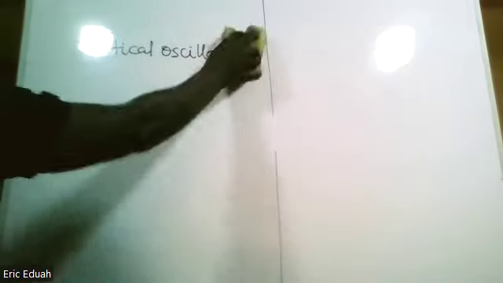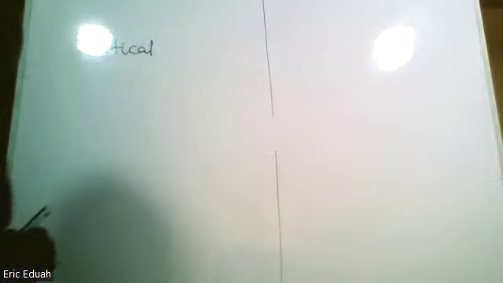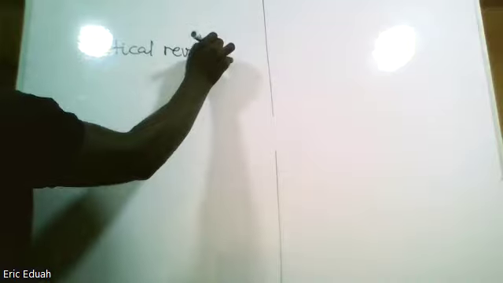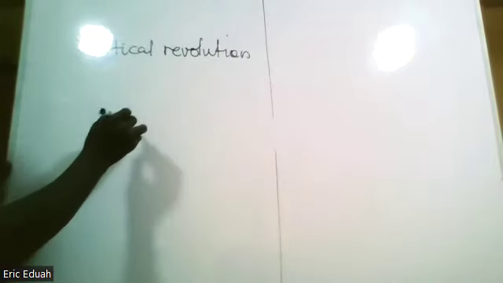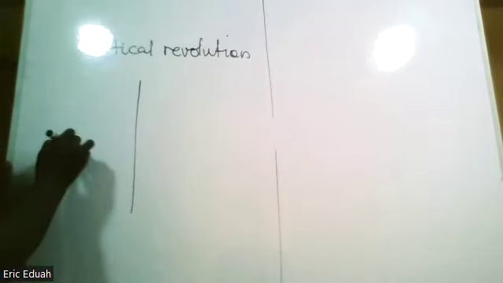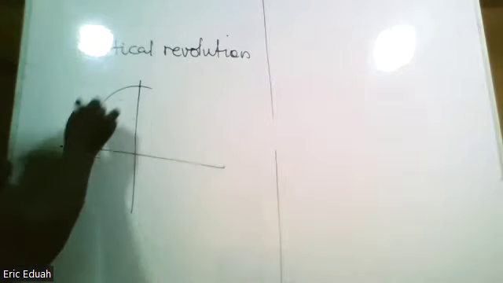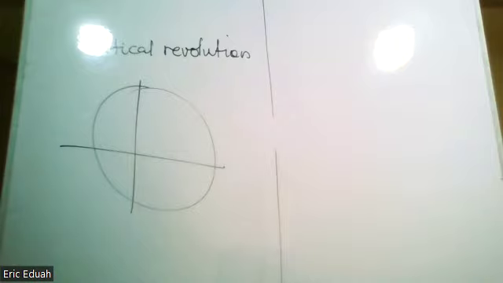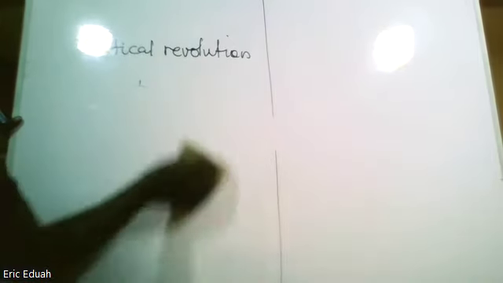So vertical oscillation, or instead of oscillation, let me call it revolution. So here, the object revolves. My circle is not circling enough.